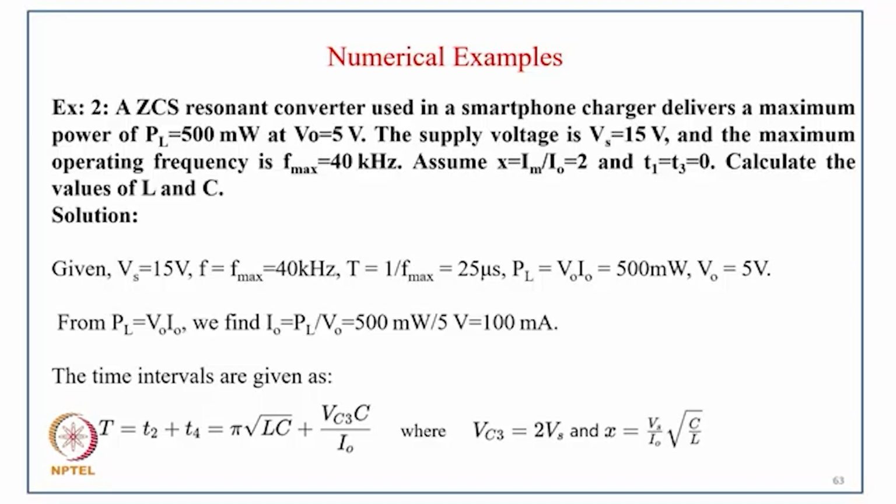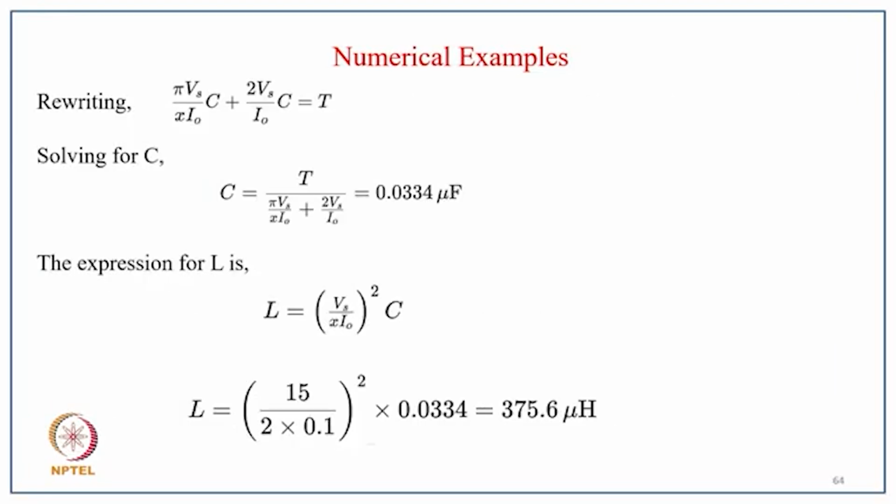So given for solution, Vs equal to 15 volt, F equal to F max 40 kilohertz, and T equal to 1 upon F max, 25 microsecond, and PL equal to V0 I0, that is 500 milliwatt, and V0 is 5 volt. So from here we get I0 equal to 100 milliampere, and time interval is given T equal to T2 plus T4 and equal to pi under root LC plus V3 upon C upon I0, where V3 is equal to 2Vs and X equal to V0 upon I0 under root C upon L.